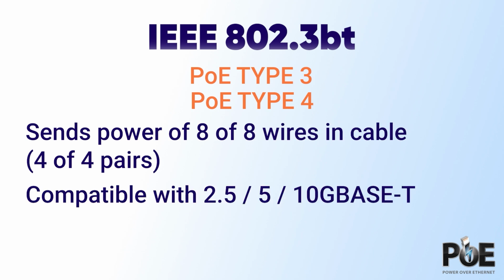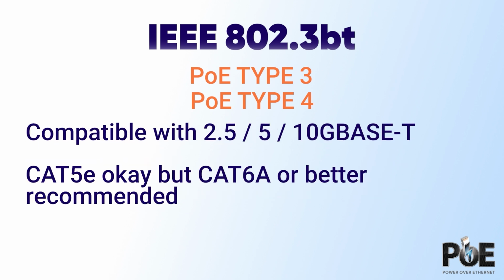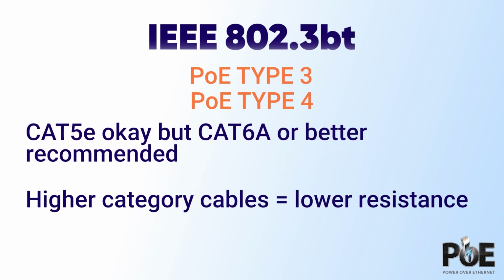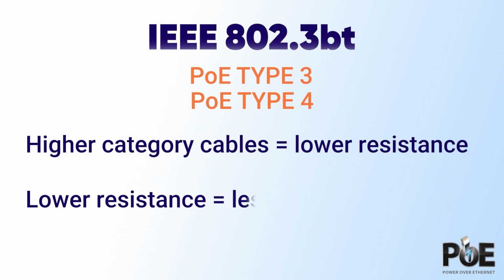BT not only supports gigabit speeds, but also newer multi-gig speeds like 2.5 gigabit, 5 gigabit, and 10 gigabits per second over copper. PoE Type 3 and Type 4 require Cat5e cable or better for proper operation. With higher power levels, the heat generated in the cable bundles becomes more of a consideration. To minimize any potential thermal issues, better quality cable like Cat6a or Cat7 is recommended.